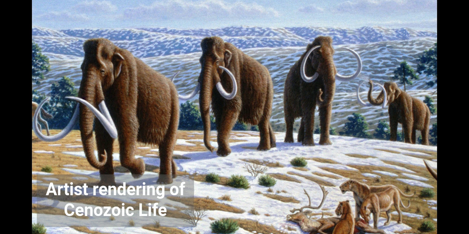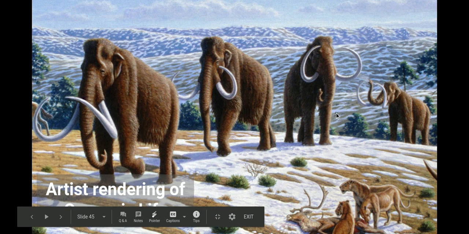So this is an artist rendering of Cenozoic life, clearly closer to one of the poles because it was colder here. These are woolly mammoths, and then you see some saber-toothed cats down here. But also, it's just important to remember that early hominids and human ancestors, they also came around during Cenozoic life.